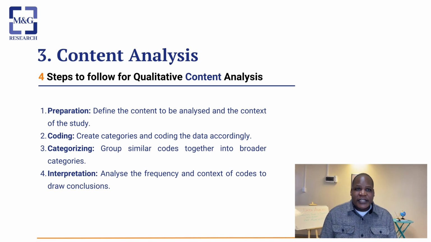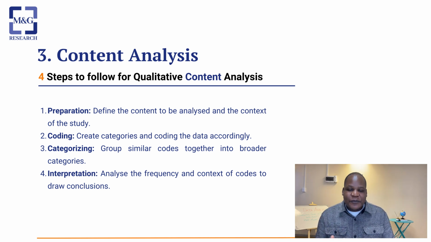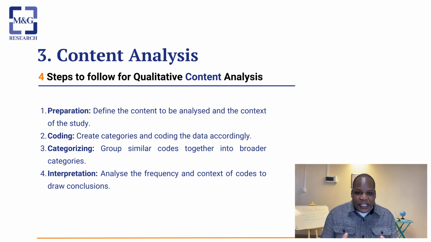And from there, you get to coding. In coding, you are creating categories and coding the data accordingly. So when you create a category, for example, let's say you are looking at climate change. You can create a category on climate activism. You can create a category on climate denial. You can create a category on climate policies. And those help you to understand the different frequencies that are emerging in terms of the content or the information that you are coding or analyzing.